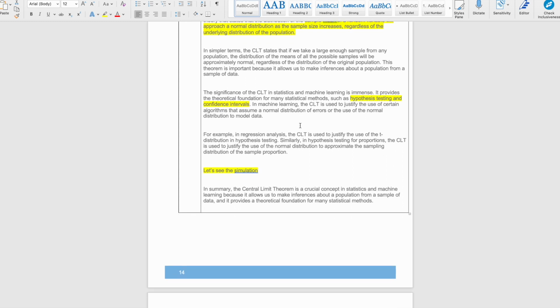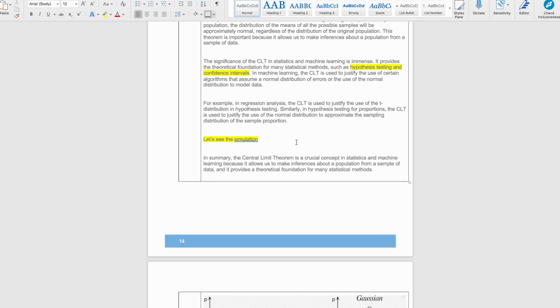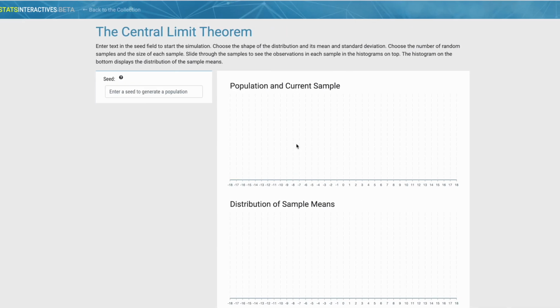Now, where is the CLT used? CLT is used in hypothesis testing and confidence intervals. It is also used in regression analysis, to justify whether we should use the t distribution or the standard normal distribution. Let's see a simulation to intuitively understand what it is.